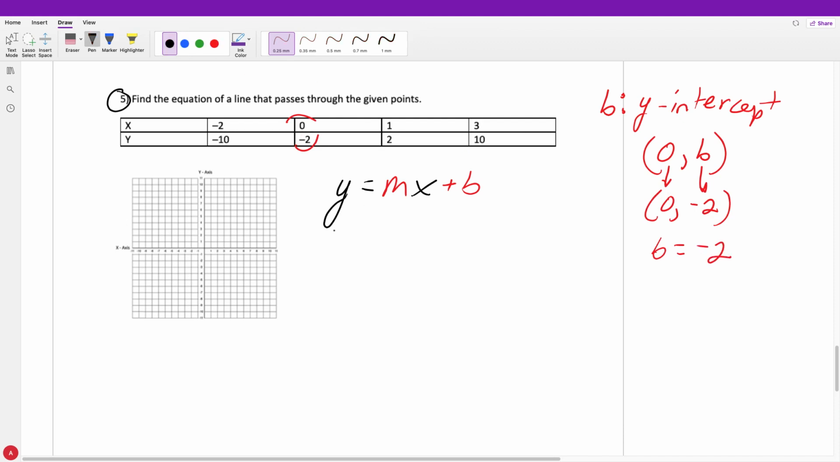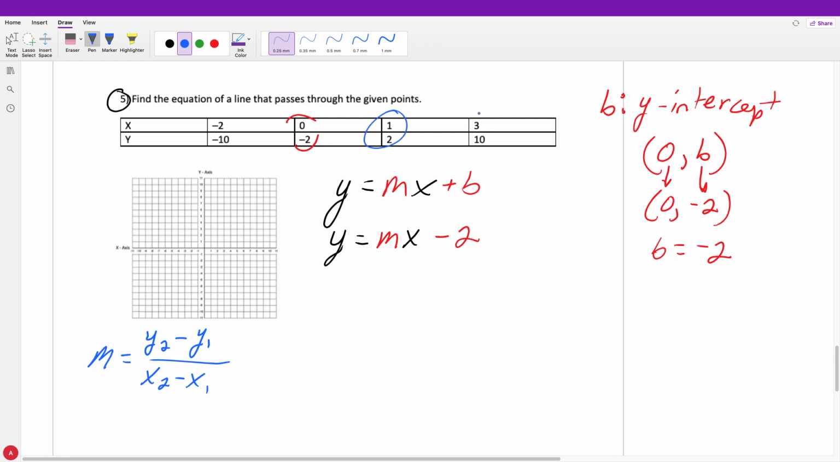So right away, without doing any work, if I just understand that my y-intercept is when my x value is 0, I can solve for my b. And right now I have y is equal to mx minus 2. And then the last thing I need to solve for is that slope. And that slope, we found a formula, or we were given a formula, y2 minus y1 over x2 minus x1. So we can solve for a slope by just picking any of these 2 points.